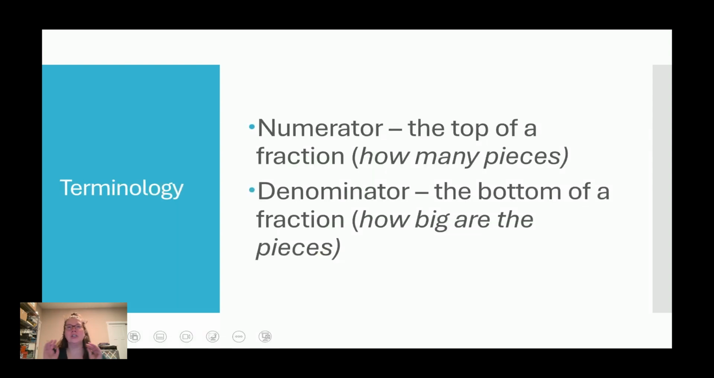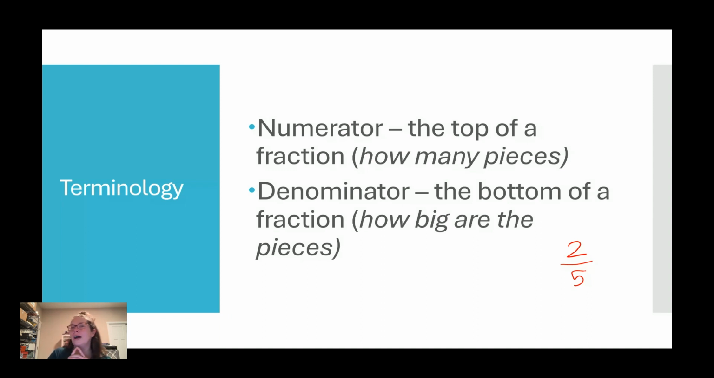So in a fraction, the numerator is the top of the fraction. In 2/5, 2 is my numerator, 5 is my denominator. And 2 is telling me how many pieces I have. 5 is telling me how big the pieces are, but you need to be careful because it's a little backwards. It's saying I took one whole and I cut it into 5 pieces.